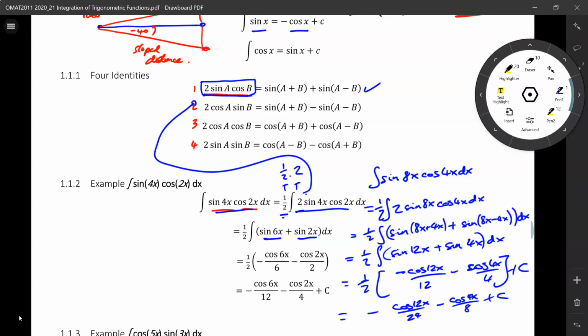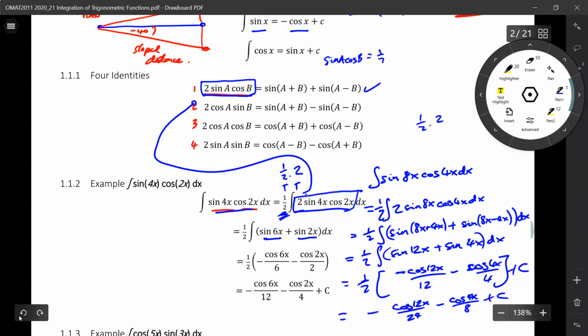So it means you're trying to use this rule, so you need 2 times sine 4x times cosine 2x. You need to have a 2 in front of it, so to get the 2 in front of it, you basically introduce the half. So a half times 2 is equal to 1. The other way you could do it is just say that sine a cosine b is equal to a half times the sine of a plus b plus the sine of a minus b. You could write the rule that way if you find it easier.